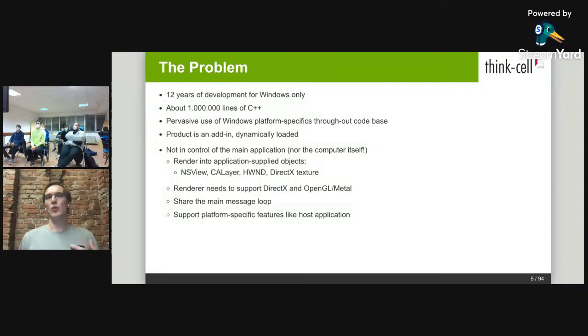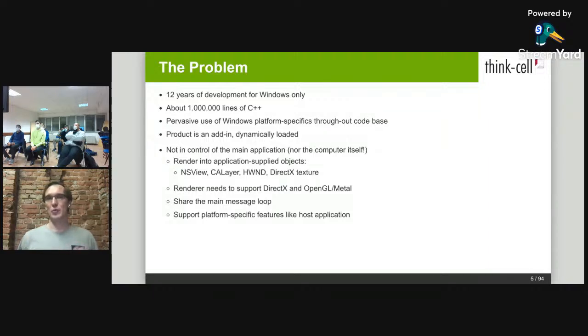For example, we always had to be very flexible regarding our rendering backend. So we had to be able to render into anything that the host application would give us. That could be views, that could be Core Animation layers on macOS, which are kinds of textures. It could be HWNDs or DirectX textures on Windows. We always needed a renderer that supported DirectX on Windows and OpenGL on macOS because we felt that was the technology that was best supported on each operating system.